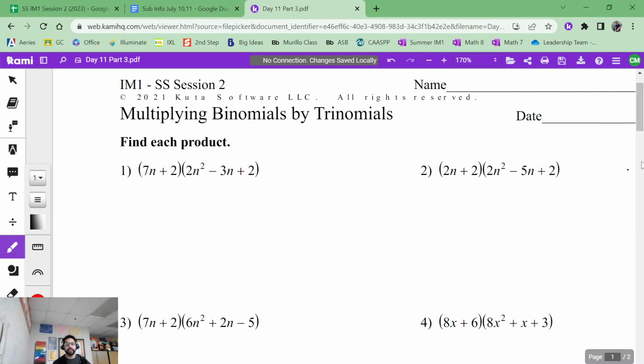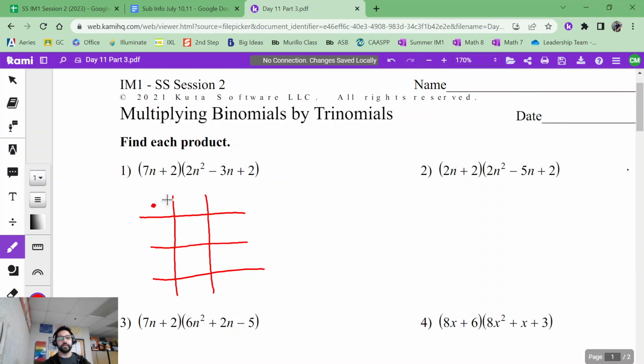All right, for part 3, it's just going to be a small adjustment from what we did on part 2. In part 2, we multiplied a binomial by a binomial, so we made our tic-tac-toe box. For this one, notice it says multiplying binomials by trinomials. So I need you to make an adjusted tic-tac-toe box. Make 2 vertical segments, and this time we're going to make 3 horizontal. It's not really a tic-tac-toe box, but it's structured the same way.